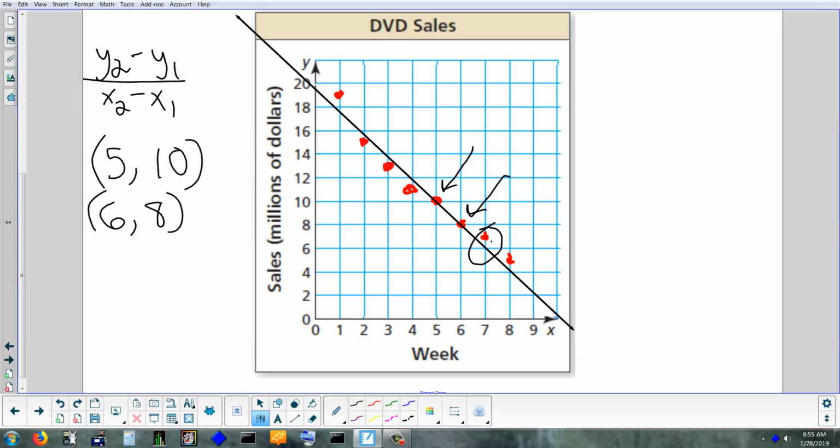And I don't care if it's the other way around, y1 minus y2, x1 minus x2. As long as you're consistent, I don't mind. Mr. Hager doesn't mind either. He's a good guy.